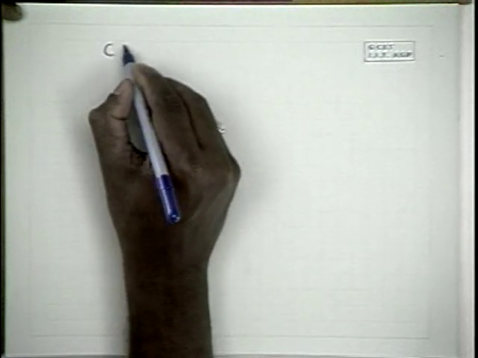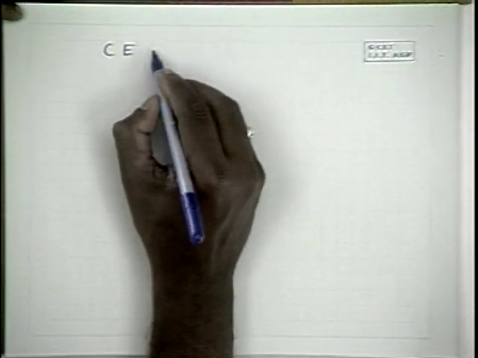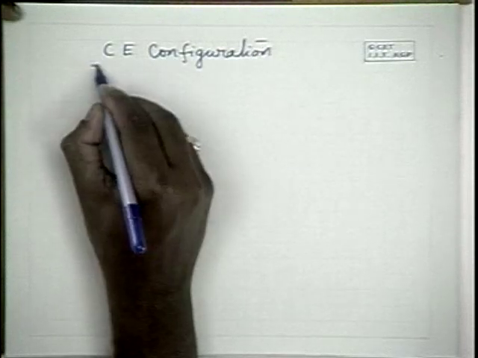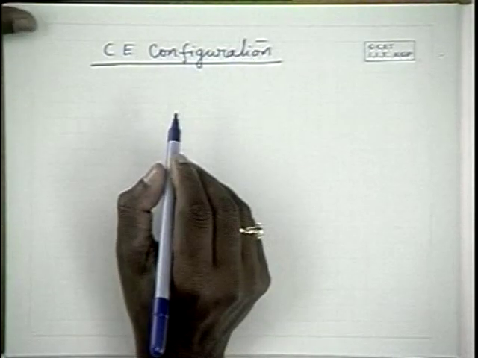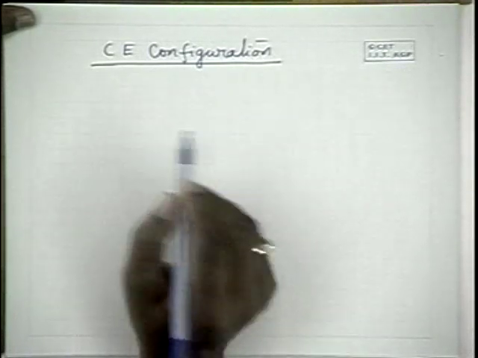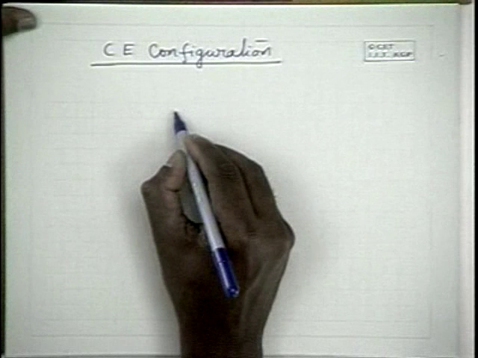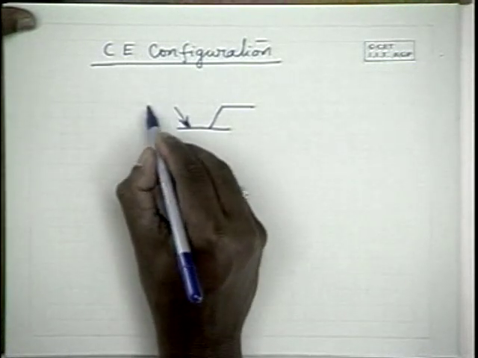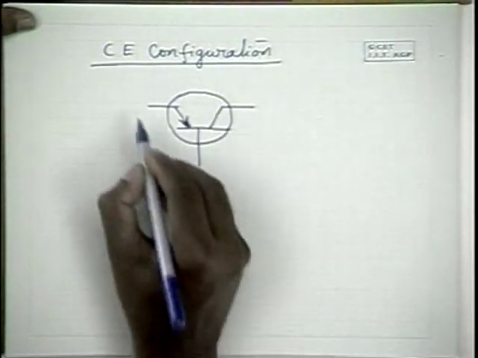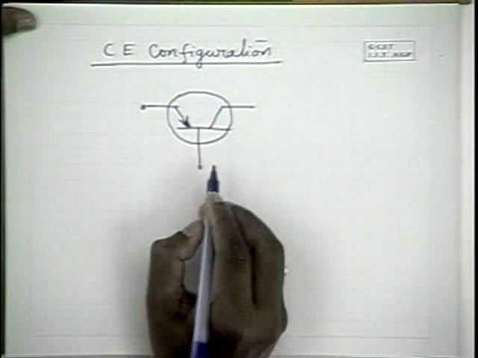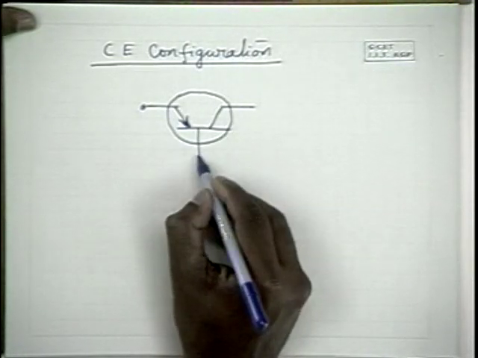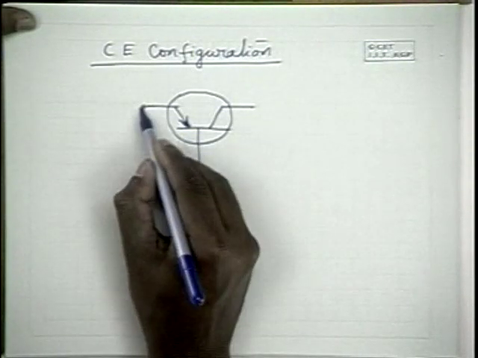And similar to this, you have a different configuration, which is very important. It is known as common emitter configuration. Now in this configuration, the emitter is common to the input and output. So use the same PNP transistor, and you apply a signal to the base. First of all, you bias it.